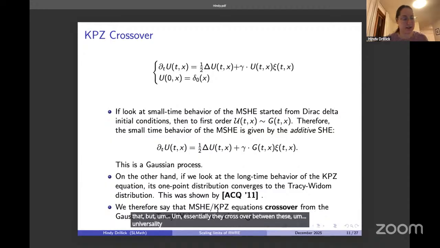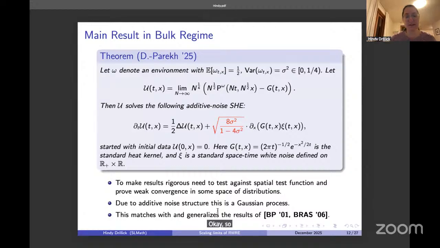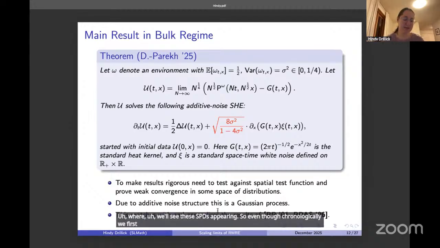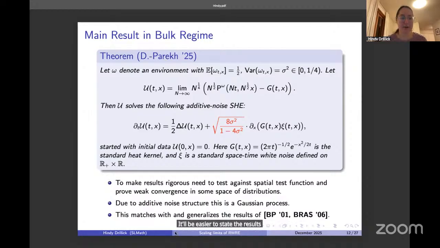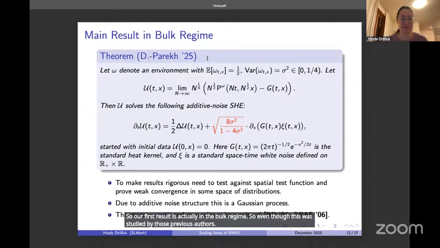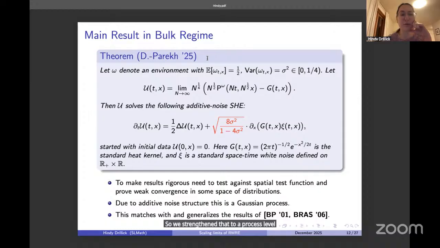Okay, so now I'm going to state our results where we'll see these SPDEs appearing. So even though chronologically we first proved the result in the critical fluctuations in this t to the 3/4 regime, it will be easier to state the results starting from the subcritical regimes. So our first result is actually in the bulk regime. So even though this was studied by previous authors, the previous result by Boldrighini and Pellegrinotti in the bulk regime was just a 1-point fluctuation result. So we strengthened that to a process level result.